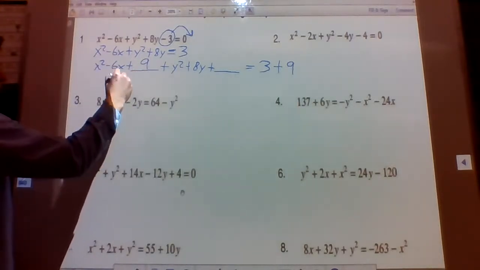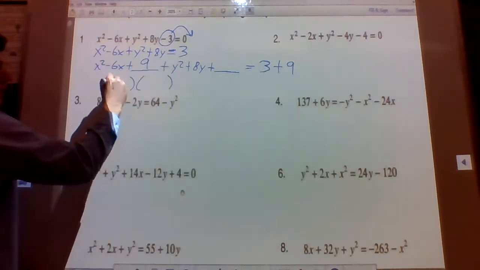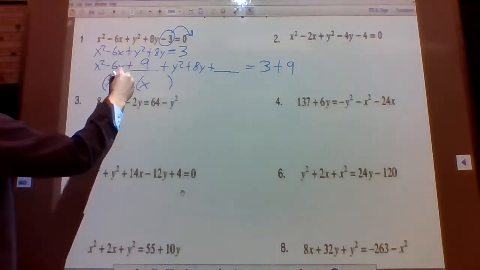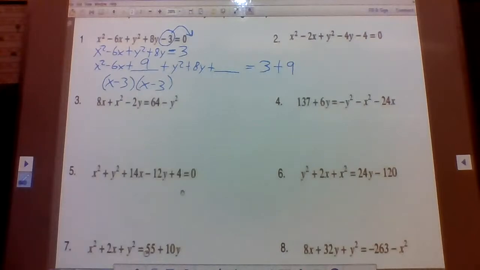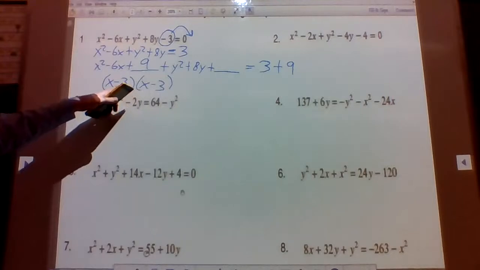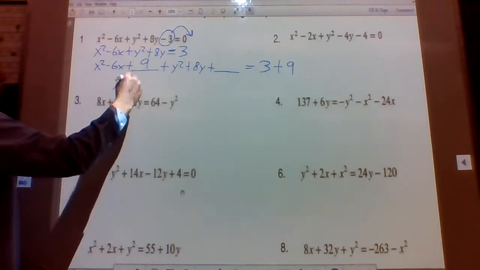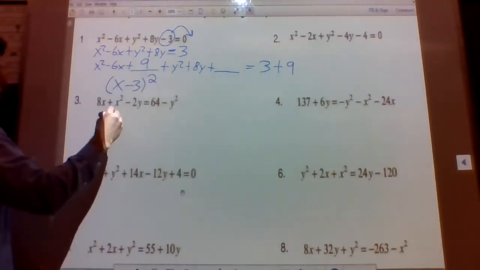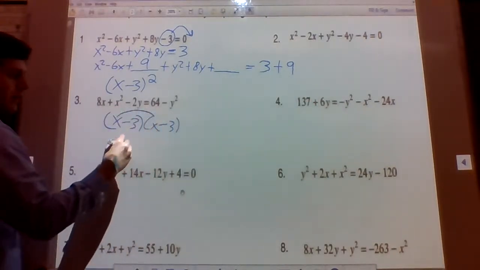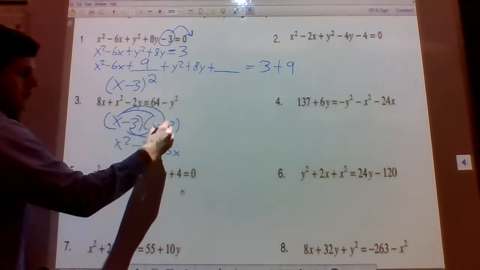This way, we can factor this. We would get x and x. What adds to negative 6 but multiplies to 9? It's going to be negative 3. So it's a perfect square because we're multiplying the same 2 expressions together to get it. So we have really x minus 3 squared. If we multiply x minus 3 times x minus 3, we get x squared minus 6x plus 9.